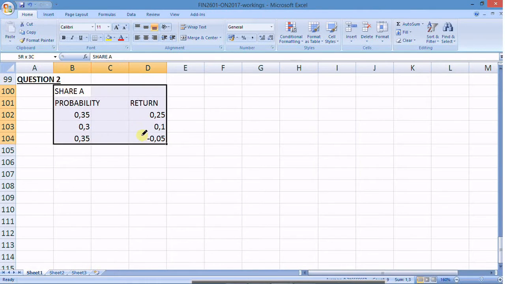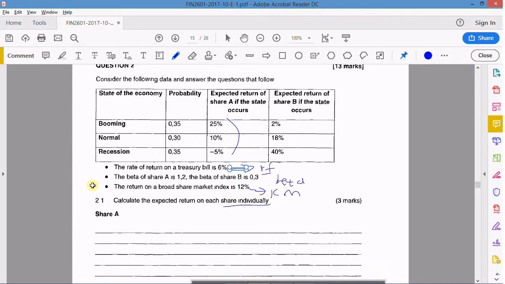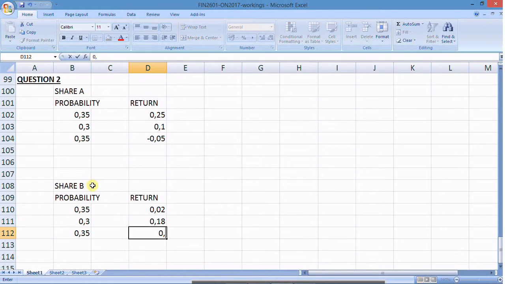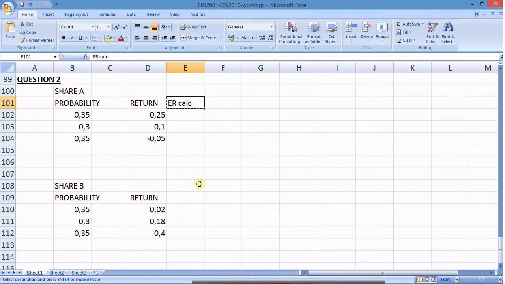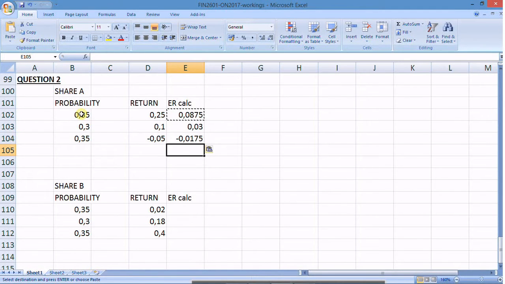Then I would do the same thing for B, with the same probabilities, 35, 30, 35. And the returns are 0.02, 0.18, and 0.4. Great. Then you know there's an expected return calculation column, which you get by multiplying the probabilities times the returns and then adding them all up.